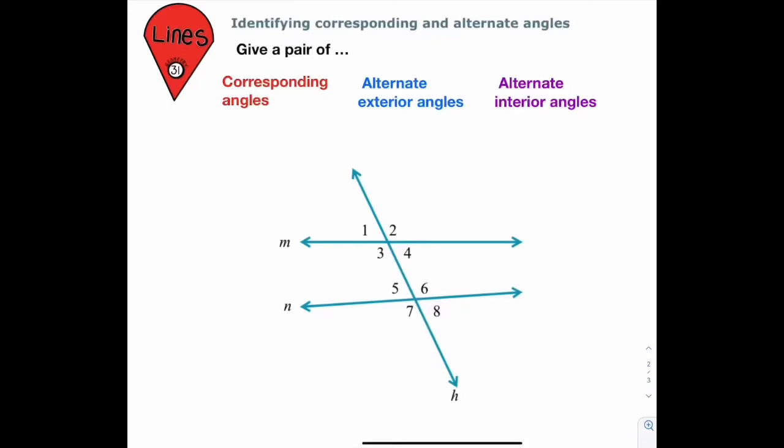Our goal is to identify a few pairs of angles. These pairs are created when two lines are sliced by a transversal. In other words, these two gray lines are being sliced through by this yellow line.